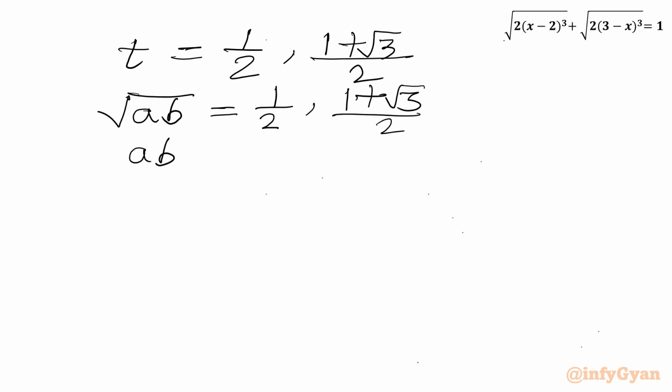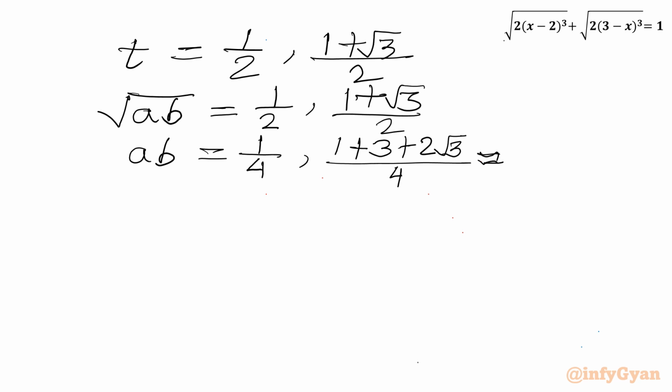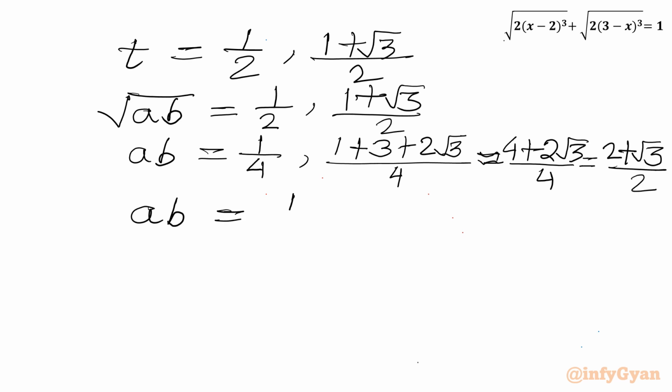Let us find AB by squaring both sides. So (1/2)² is 1/4, and for this one I will apply the (a + b)² formula: 1 + 3 + 2 root 3, with the denominator squared being 4. So this value will be equal to (4 + 2√3)/4, or I can write (2 + √3)/2. So finally AB is equal to 1/4 and AB is equal to (2 + √3)/2.